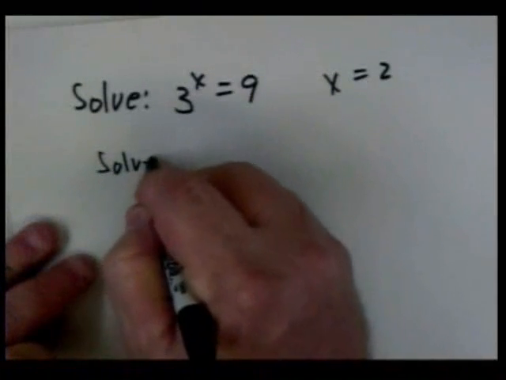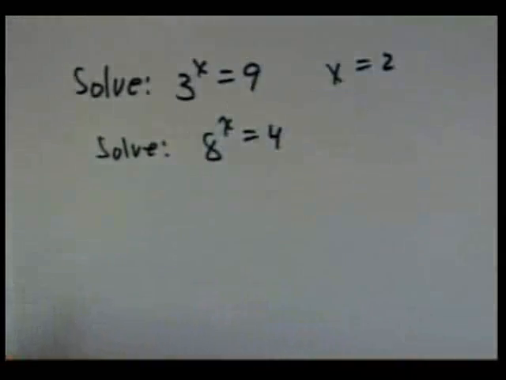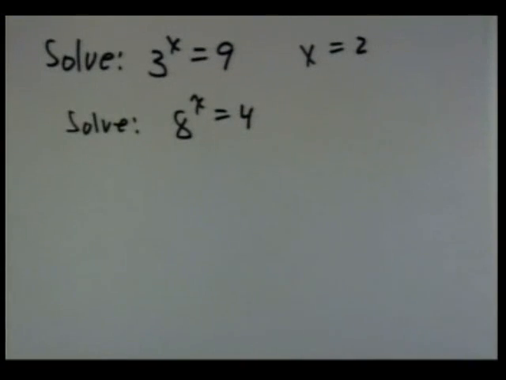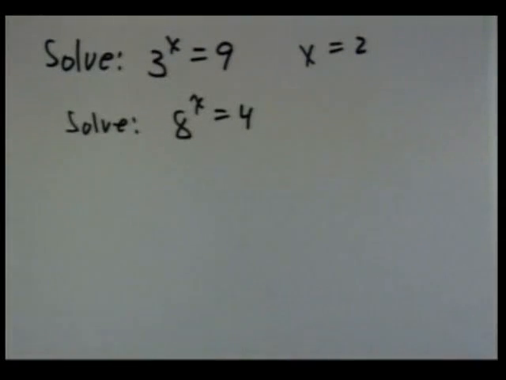How about solve 8 to the x equals 4. Now that maybe isn't quite such a piece of cake. Ordinarily we might think about using logarithms, or we might think about using our calculator to solve that, but we might think about being clever. The reason that this is so hard is that it's just hard to guess.